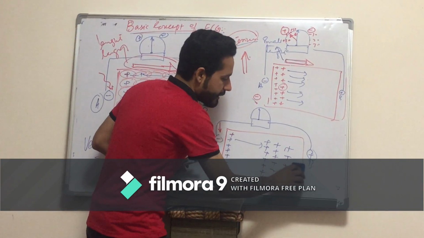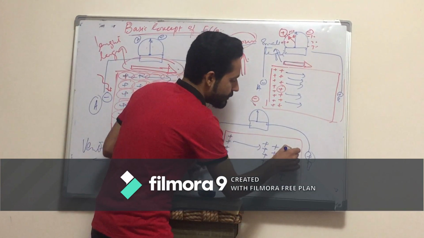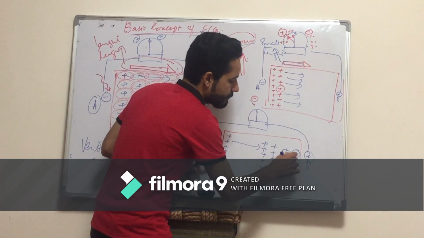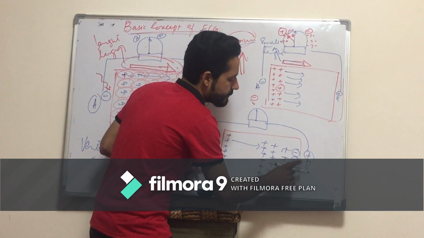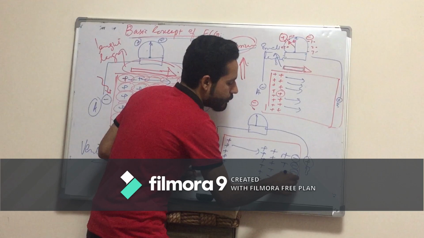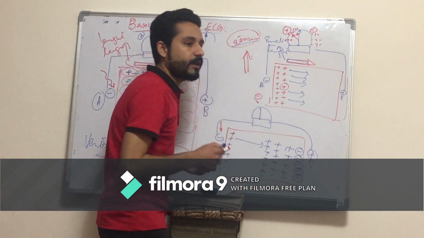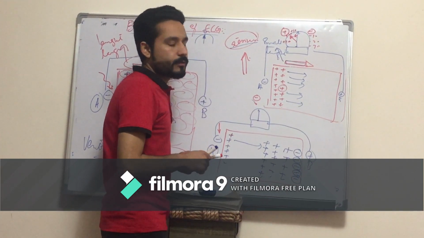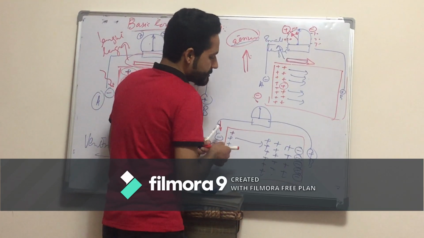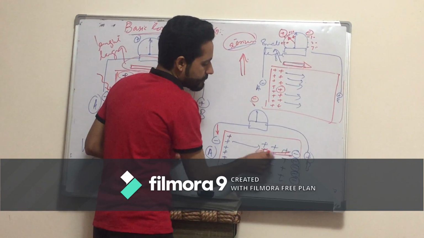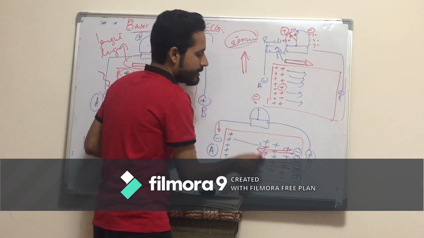So at this point the repolarization will start, we can say the negative charge. What does repolarization mean? Potassium will go out, so the internal environment will become more electronegative. So this negative charge will move towards this side.